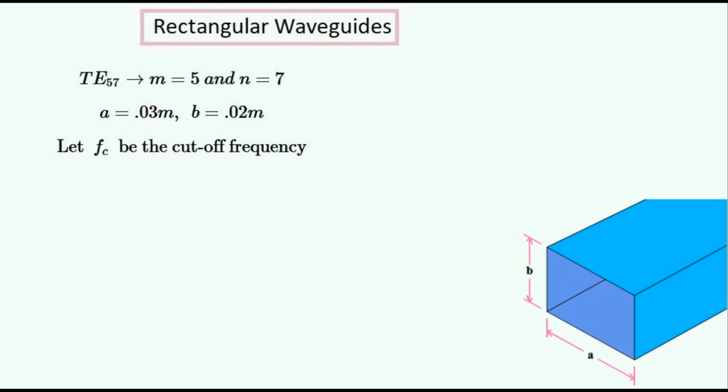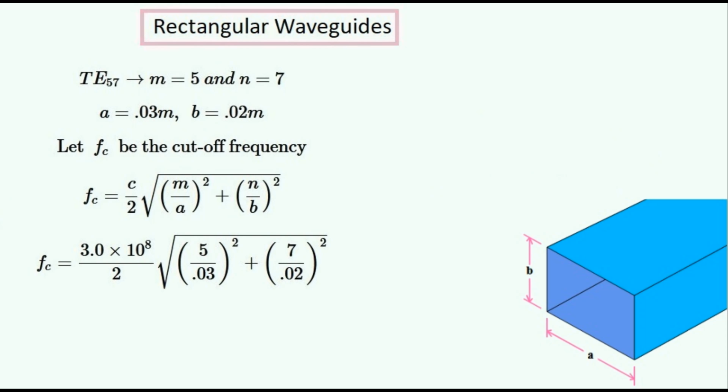We'll firstly find the cutoff frequency for this mode and define the variable that we'll use for it. This is the equation that we'll use to find the cutoff frequency from what we are given. Substituting the variables into it gives us this, and evaluating this expression gives us this answer.